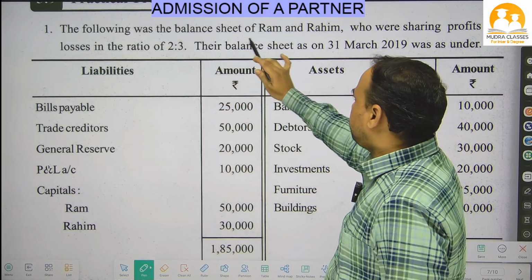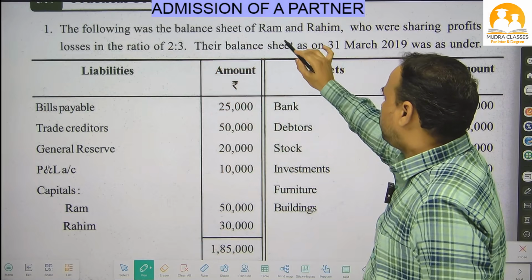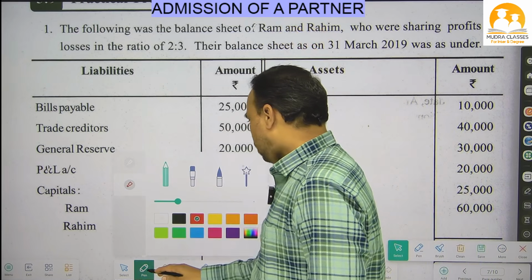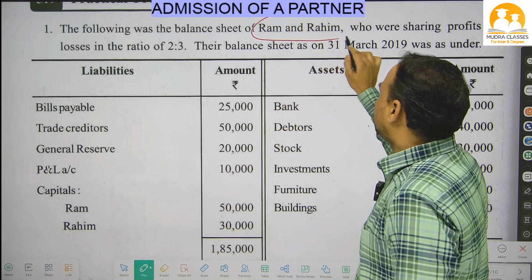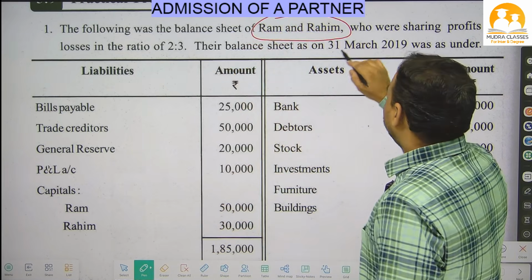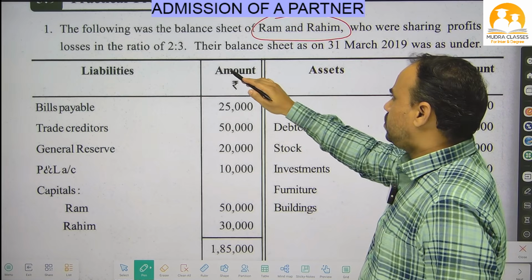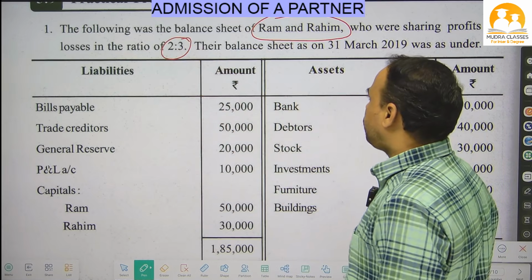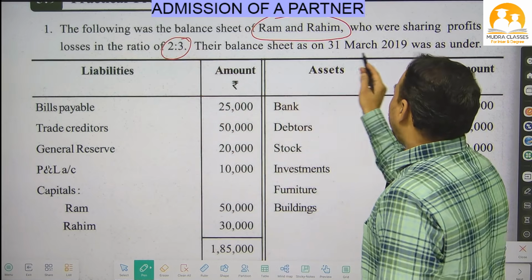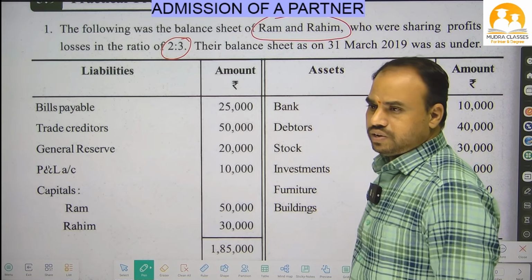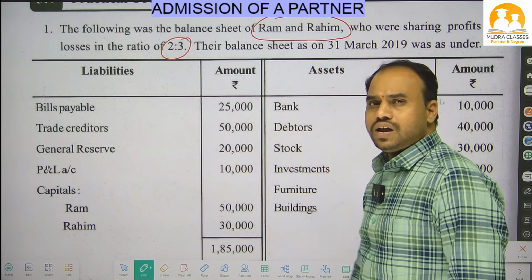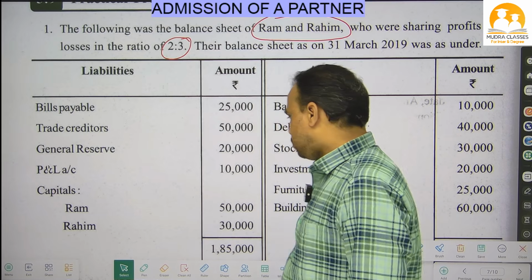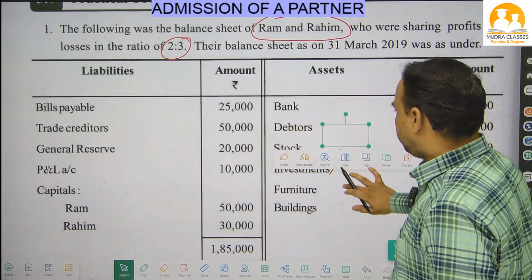The following was the balance sheet of Ram and Rahim. Whose balance sheet is given? Ram and Rahim's balance sheet is given in this question. They share profit and losses in the ratio of 2:3. Their balance sheet on 31st March 2019 is given. These are the assets and these are the liabilities. Below, some adjustments are also given. What are the adjustments? Let's see.